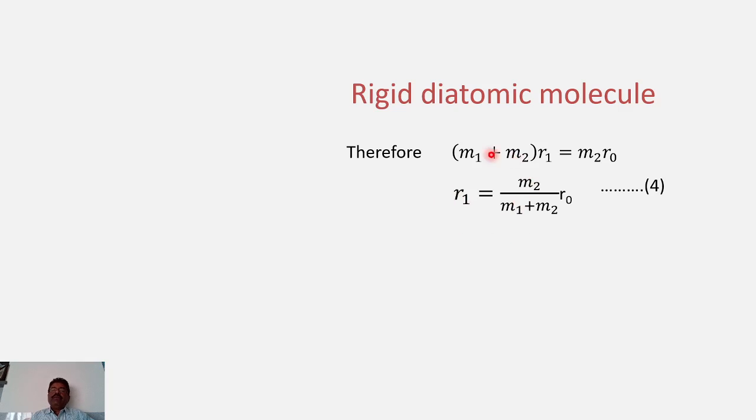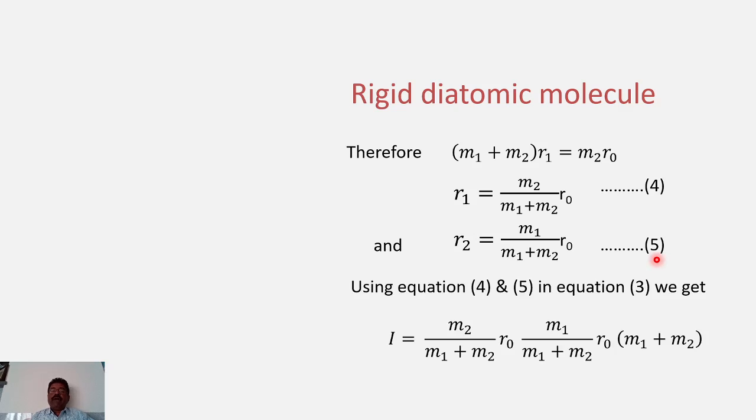Similarly, you can perform the same type of operations to define the value of R2 also. If you perform the same operations, you will get R2 is equal to m1 upon m1 plus m2 into R0. Suppose this is equation number 5.